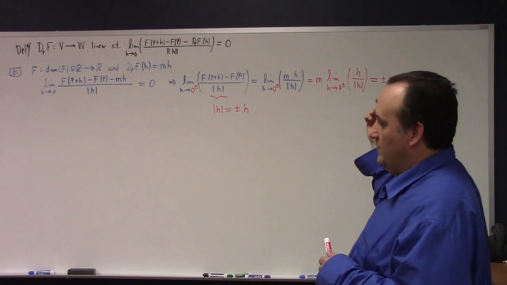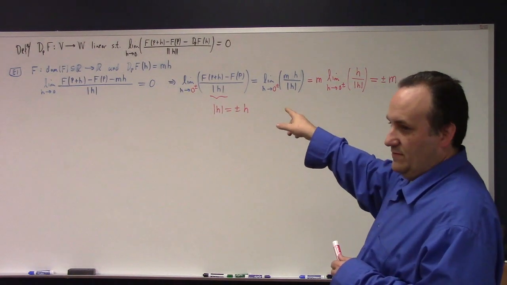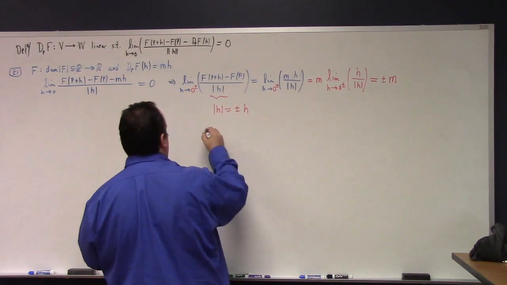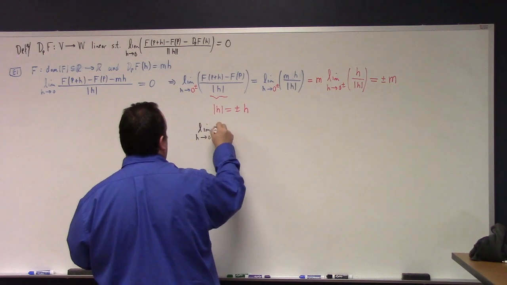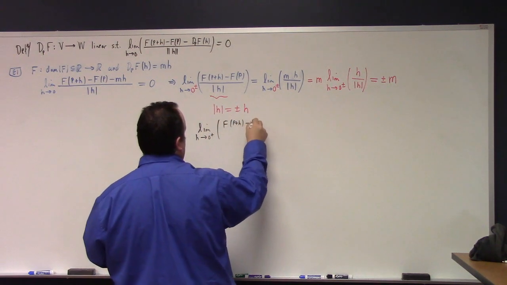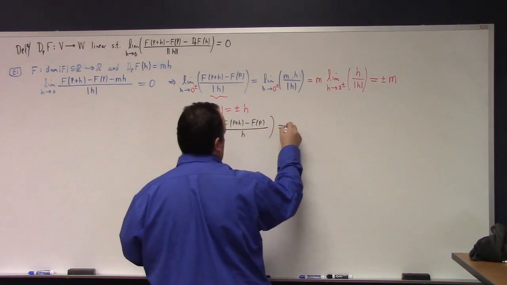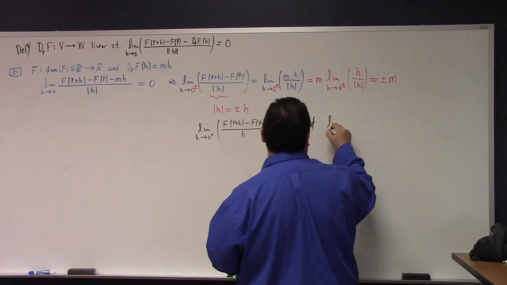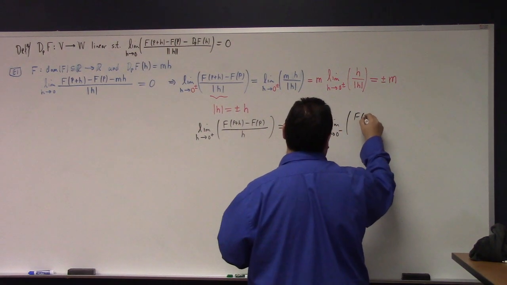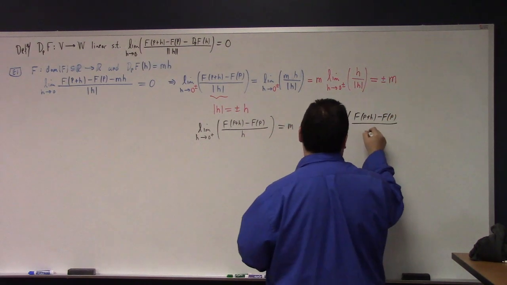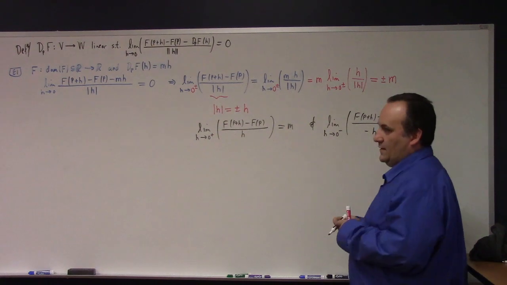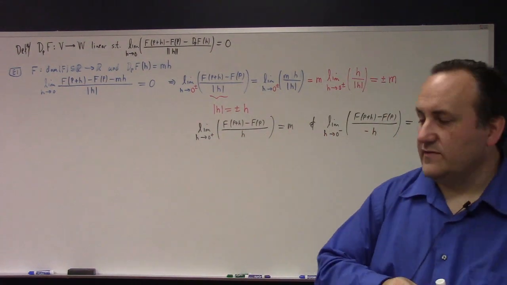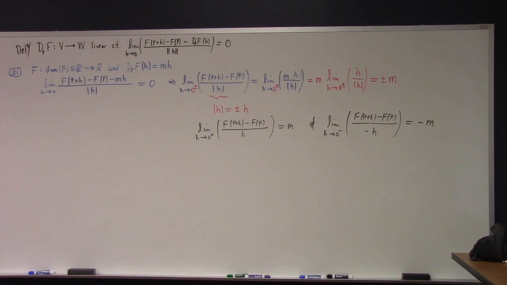So if you put this all together, you've got the limit as h goes to 0 from the right of f of p plus h minus f of p over h is equal to m. And you've got the limit as h goes to 0 from the left of f of p plus h minus f of p over minus h is equal to minus m. So if we put these together, then the double-sided limit of the regular difference quotient exists, and it's equal to m. Therefore, if the function is Frechet differentiable, it is differentiable.